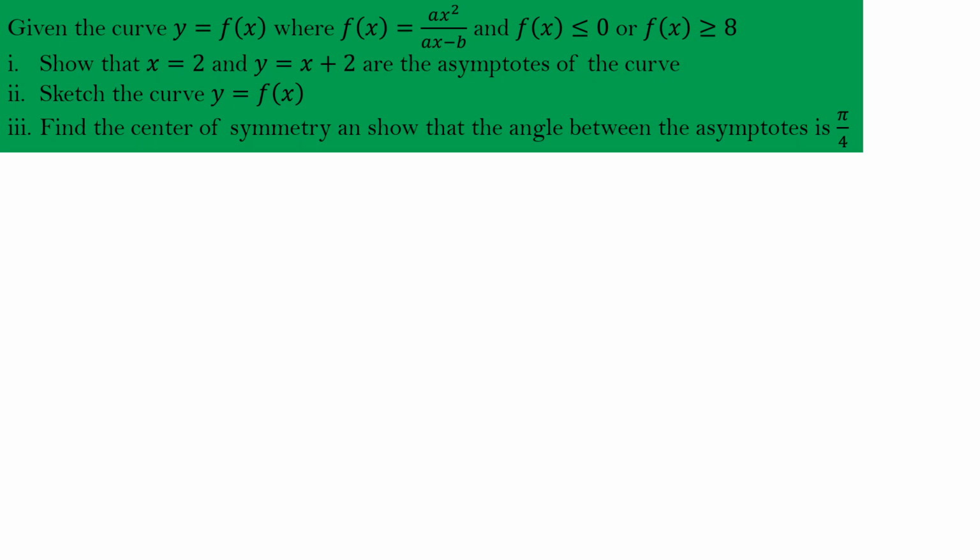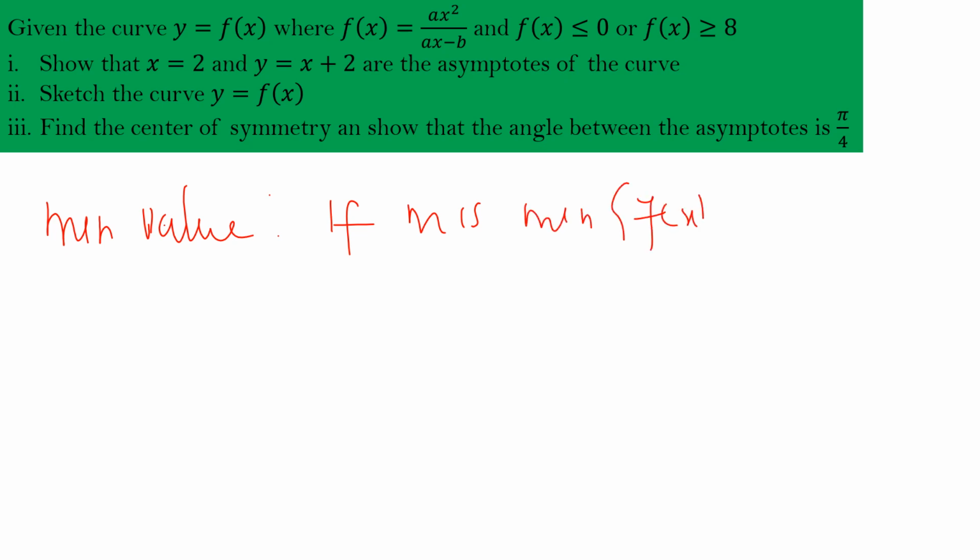Okay, so I want to define to you guys some basic terms. First of all, minimum value of a function. Now, if m is the minimum value of a function f of x, it therefore means that f of x will always be greater or equal to m. Is it okay? You will always be greater or equal to your minimum value. So you'll be equal to your minimum value as well as you will always be greater than it.